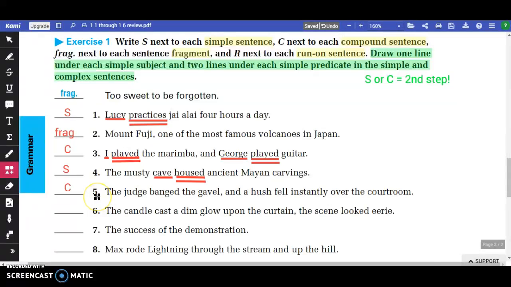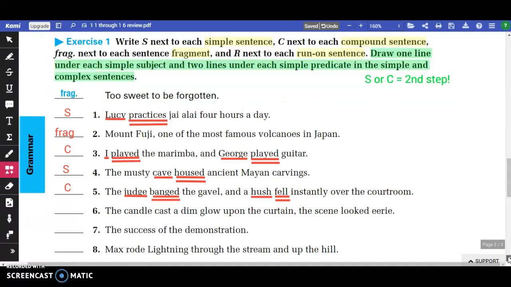Compound sentence for 5. The judge banged the gavel and a hush fell instantly over the courtroom. So the first part of this sentence is about the judge. And what he did was he banged the gavel. That's my simple predicate. It's my verb. The second part of the sentence is a hush fell instantly over the courtroom. It's about the hush. That's the simple subject. And what it did was it fell. That's my simple predicate because it is my verb.